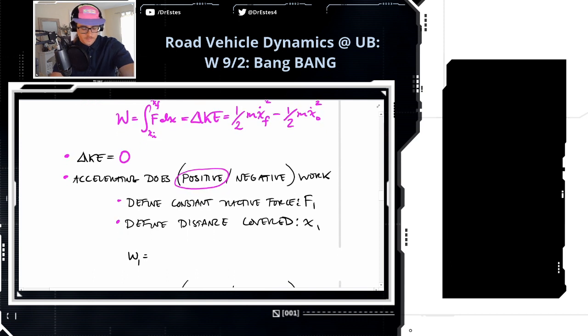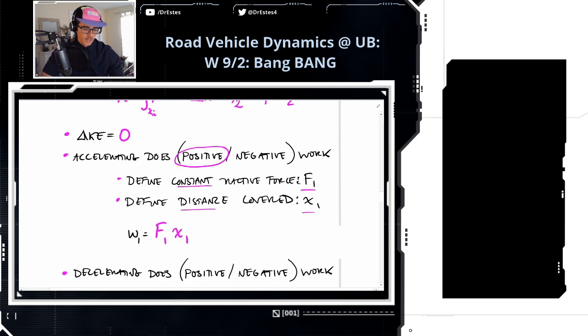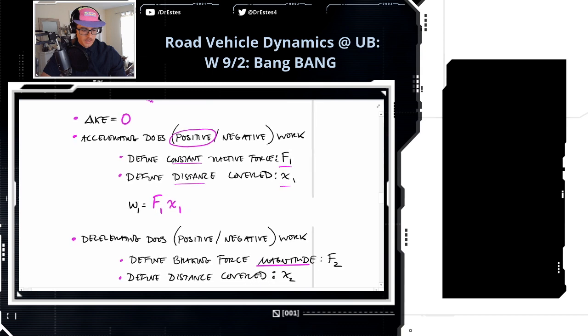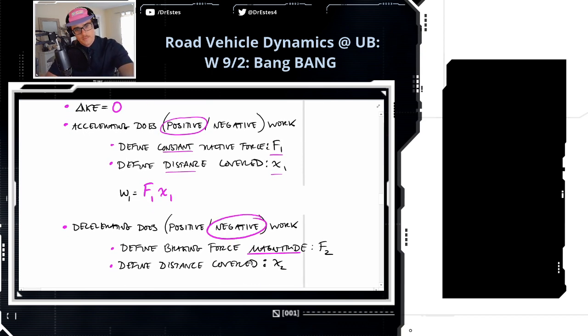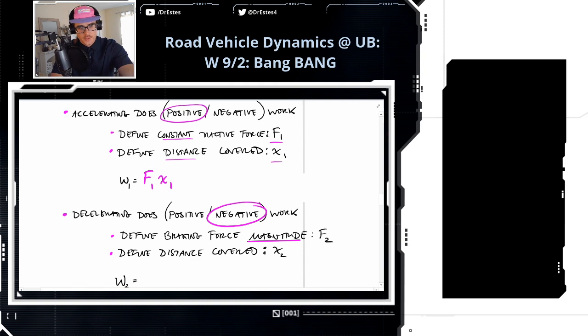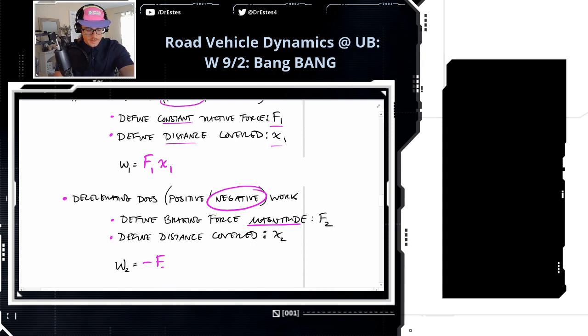And if we define a constant tractive force, we're just considering constant force at this point. Let's call that force F1, and let's say the distance that we cover is X1. So the positive work we do while accelerating is F1 times X1. And then we know that that is going to be followed by braking, which is going to do negative work. Let's say the magnitude of this force is F2 and the distance we cover is X2. So I have to take the negative of that magnitude over the distance that it's acting.